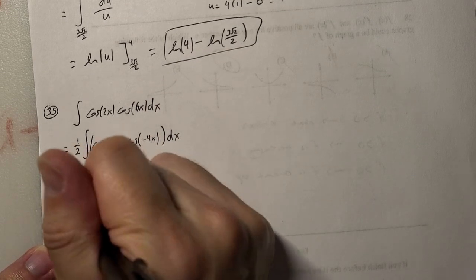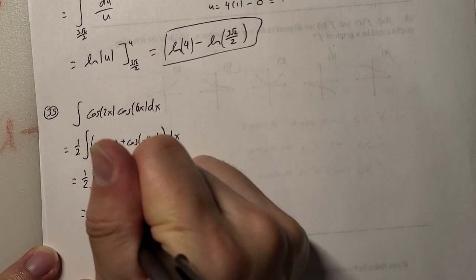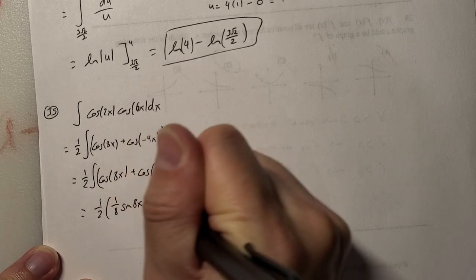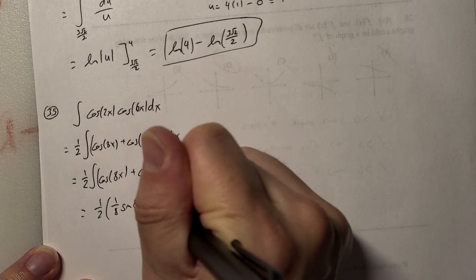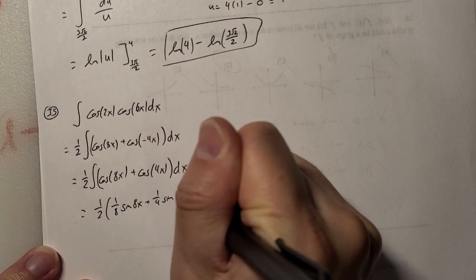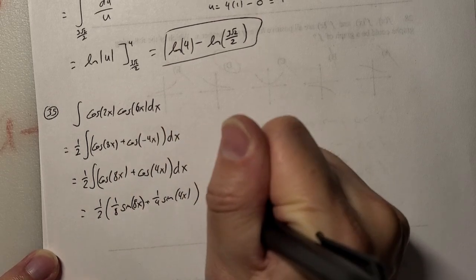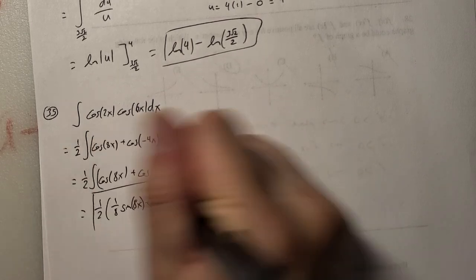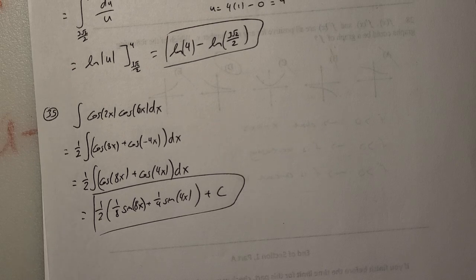Now this is easy to integrate. It'll be half times an eighth sine 8x plus a fourth sine of 4x plus C. That's my answer.